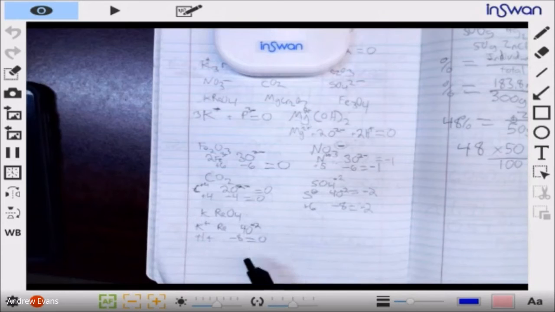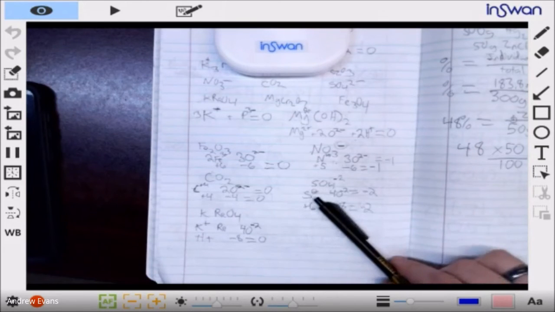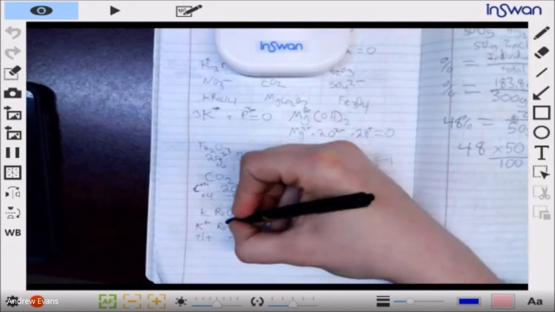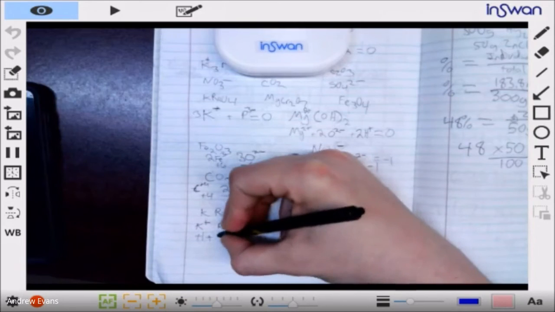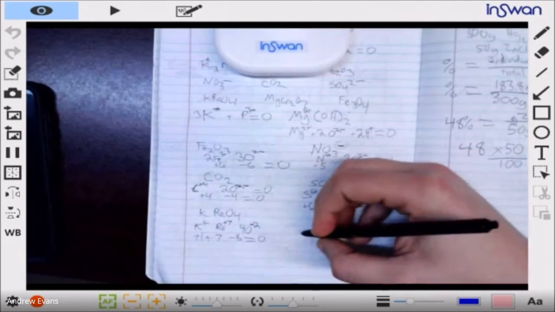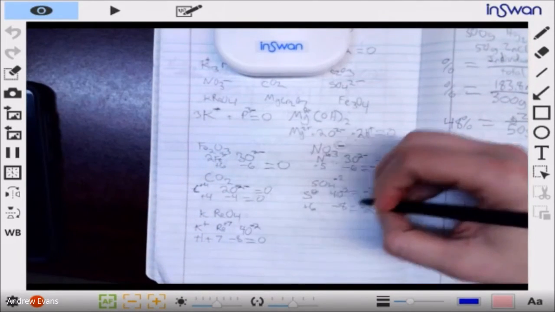In order to make this 0, rhenium must be +7. Rhenium must be +7 in this case to make that add up to 0.